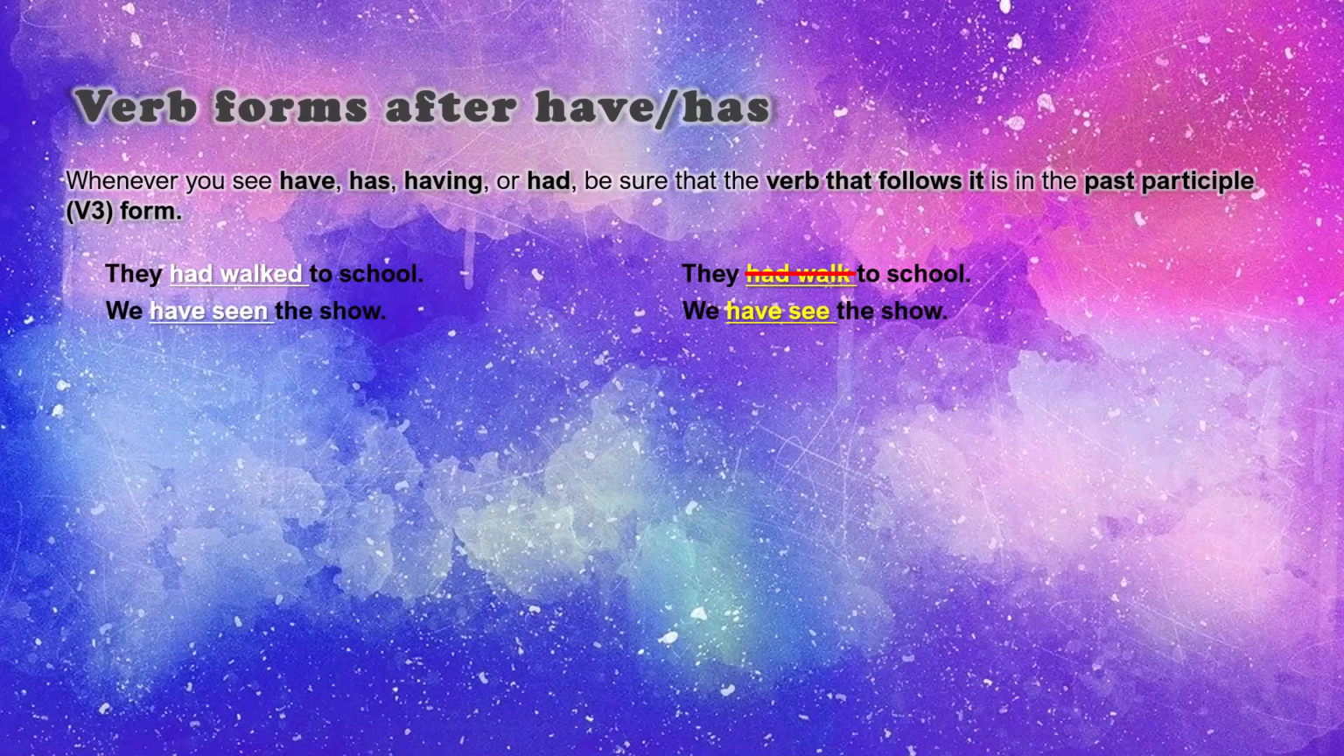Another example. "We have saw the show" and "we have seen the show." Look, after have, you need a verb 3. But this one is not a verb 3. Therefore, this one is incorrect and this one is the correct one. "We had took the test" and "we had taken the test." This is not the verb 3, it's verb 2. So it's wrong and you have to make sure that after had is a verb 3.